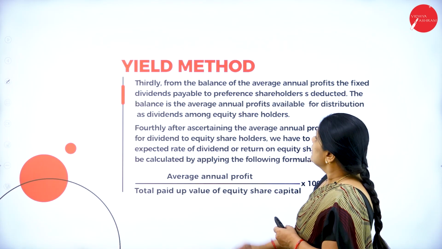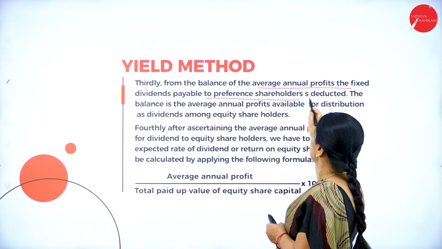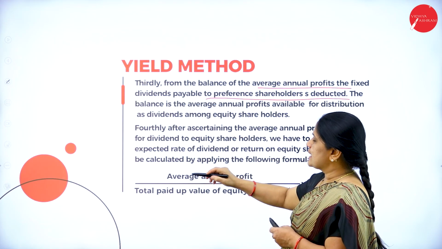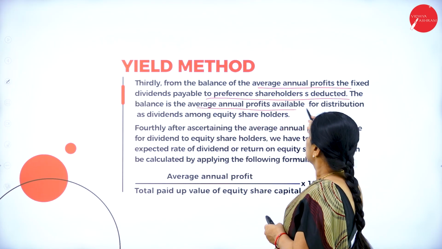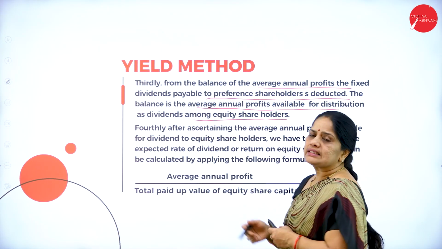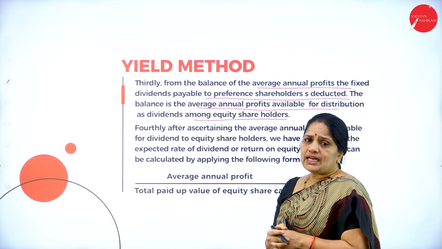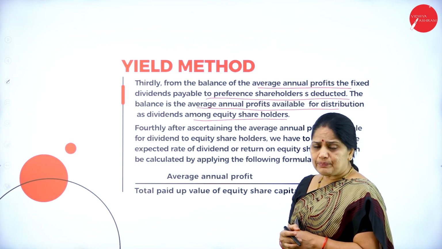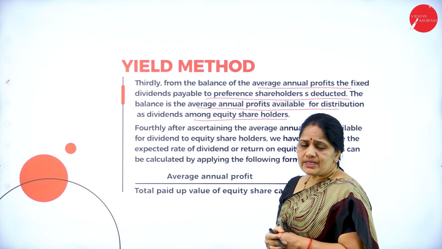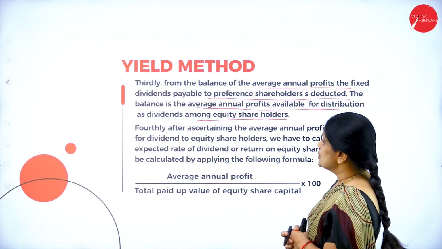Then, thirdly, from the balance of the average annual profits, the fixed dividend payable to preference shareholders is deducted. The balance is the average annual profits available for dividend distribution among the equity shareholders. Again, we just have to deduct the preference capital and the preference dividend, and whatever is the balance left over, that is to be divided among the equity shareholders.